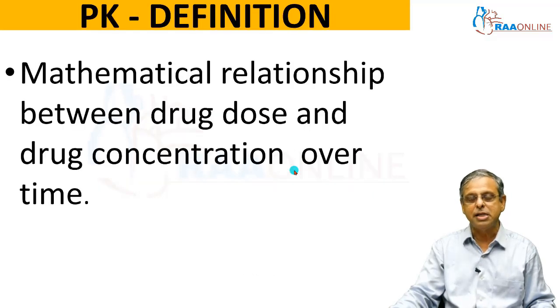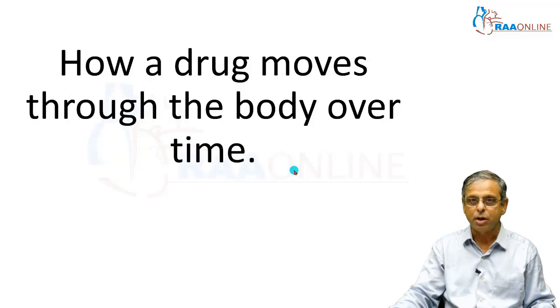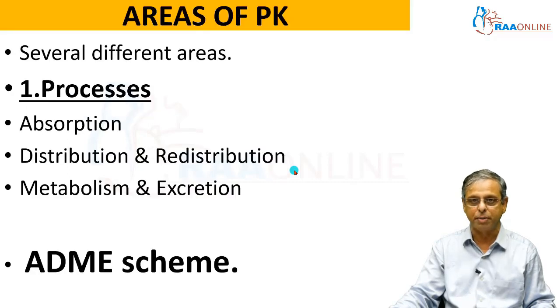So, pharmacokinetics is defined as a mathematical relationship between drug dose and drug concentration over time. Or, it tells you how a drug moves through the body over time after it has been injected into the body. The pharmacokinetics consists of different areas. The first area is called processes. It consists of absorption, distribution and redistribution, metabolism and excretion. This is called the ADME scheme.